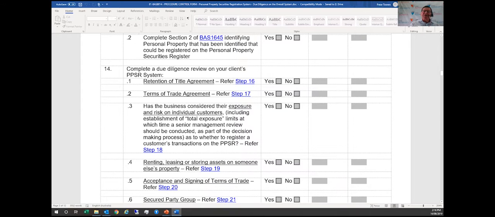Item 14 has a commentary on the key documents that relate to the PPSR, the retention of title agreements and the terms of trade agreement. Please check that your clients are using agreements that have been prepared by commercial solicitors from around January 2012. Yes, that's when PPSR started, 2012.